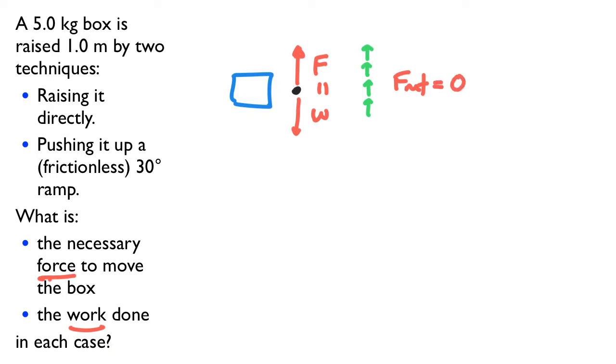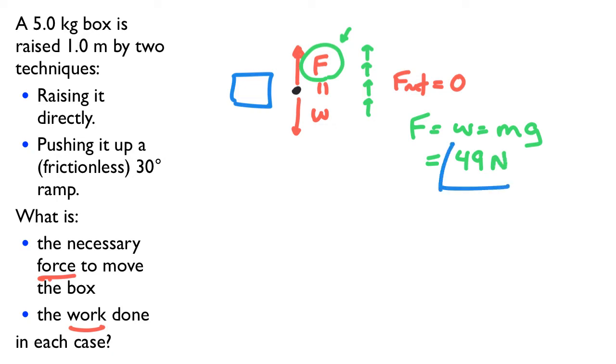But the force we're interested in is the force that we're applying. We're applying a force F. That is the force necessary to raise the box. So for our first question, if we're looking for the necessary force to move the box, if we're raising it directly, the force is F, which is equal to W, which is equal to m times g, and if it's a 5 kilogram box, that is 49 newtons. Okay, so that's the amount of force to raise it directly.